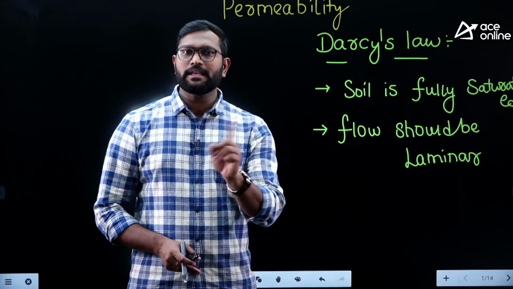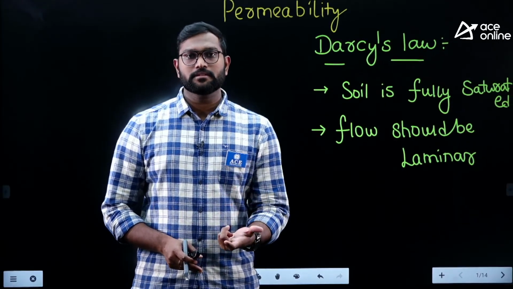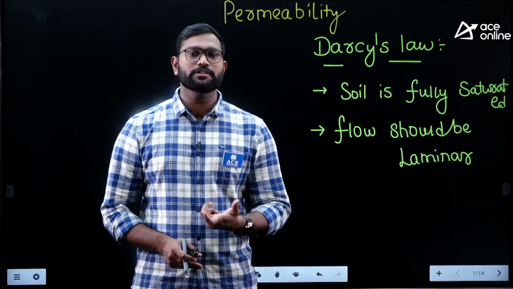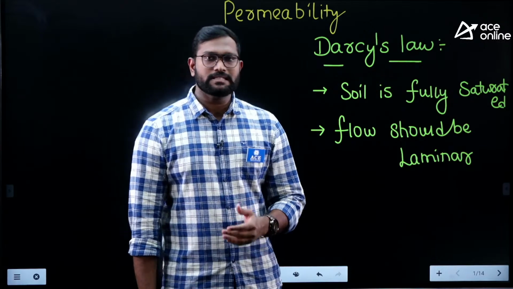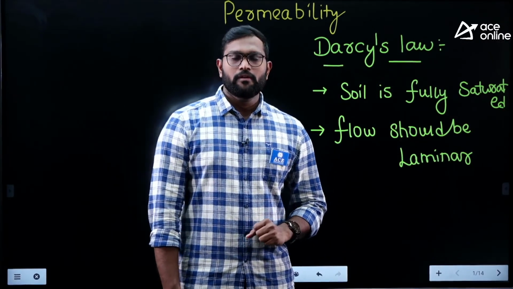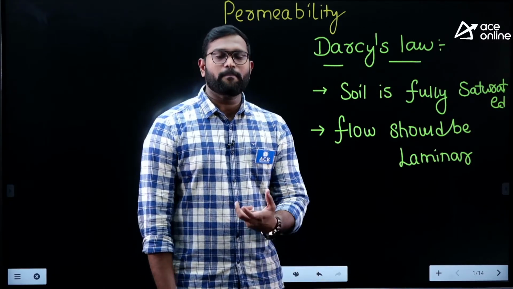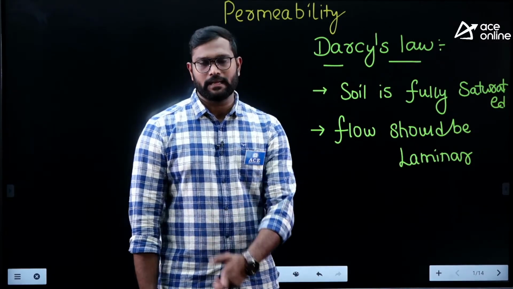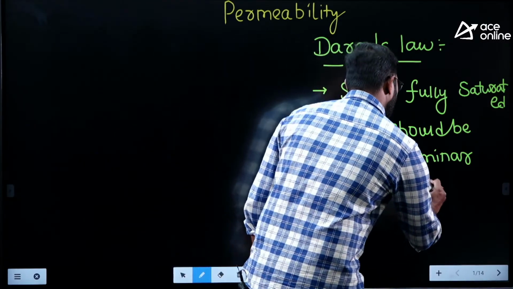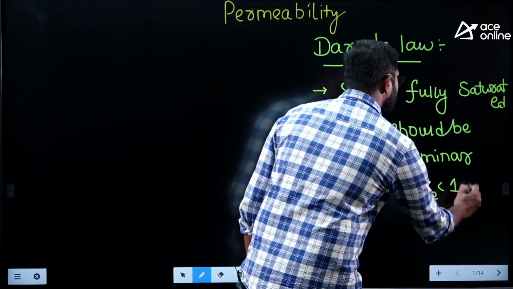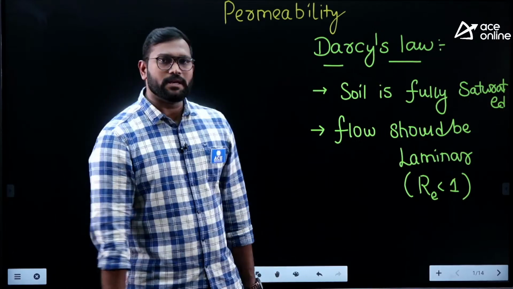So here the common thing is flow, but the variable is the medium. As the type of medium changes, the behavior of the fluid is also going to change. Laminar flow in pipes has a Reynolds number less than 2000, whereas in open channel flow it is less than 500. But in the case of flow between particles, the Reynolds number is less than 1. So if you want to say the flow is laminar in soils, the Reynolds number must be less than 1.